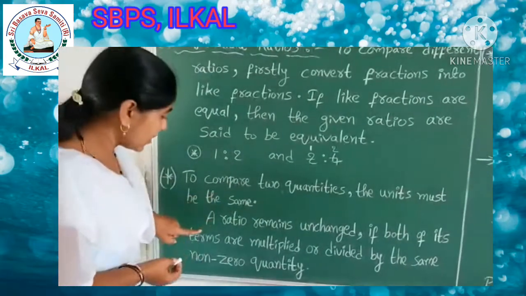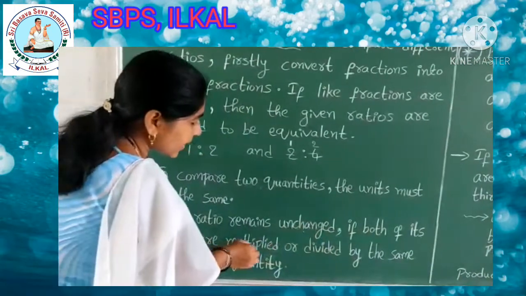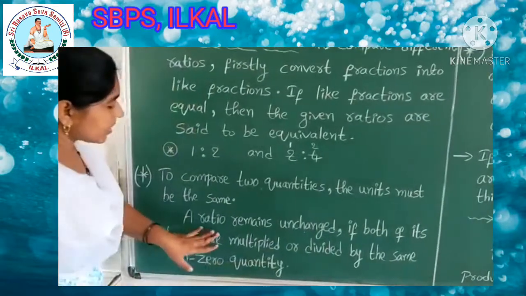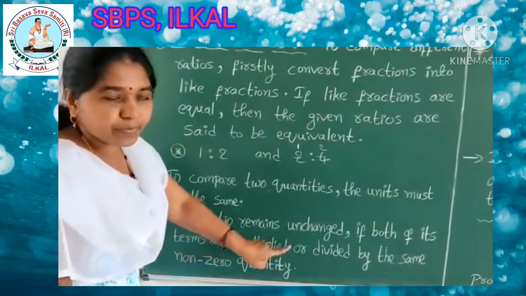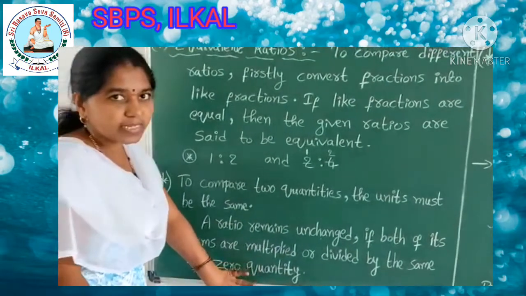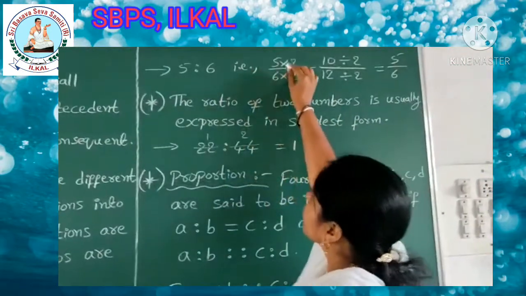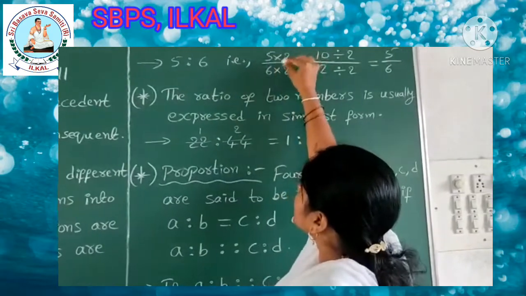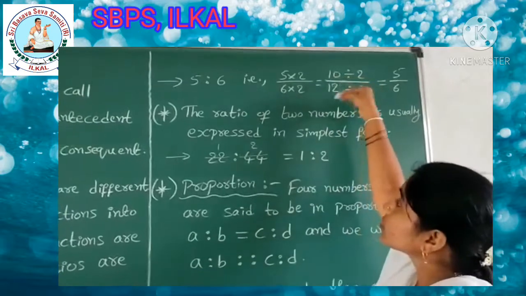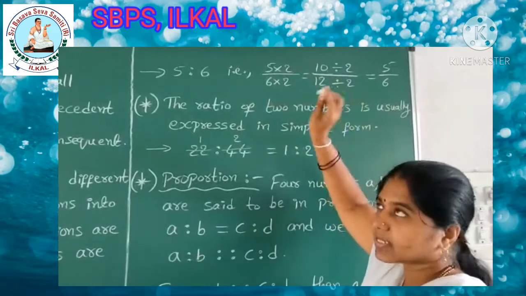find the ratio. A ratio remains unchanged if both of its terms are multiplied or divided by the same non-zero quantity. It means the ratio will never change, children, if you multiply with the same number or divide with the same number, both numerator and denominator. For example, 5:6. If I multiply with 2, 5 into 2, 6 into 2. 5 2s are 10, children, 6 2s are 12. 10 by 12, if you strike out, again we will get 5 by 6, which is nothing but 5:6.